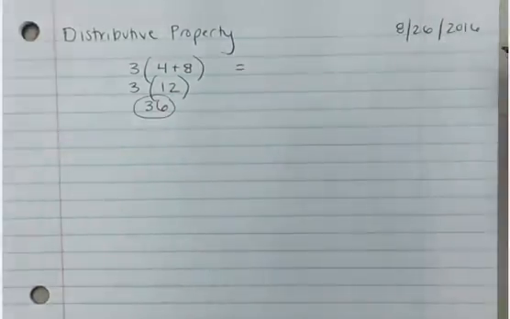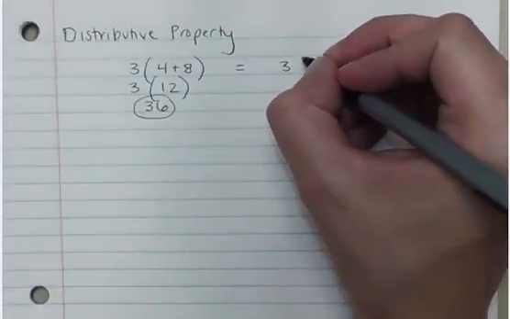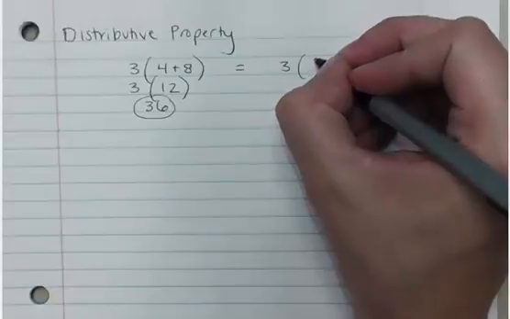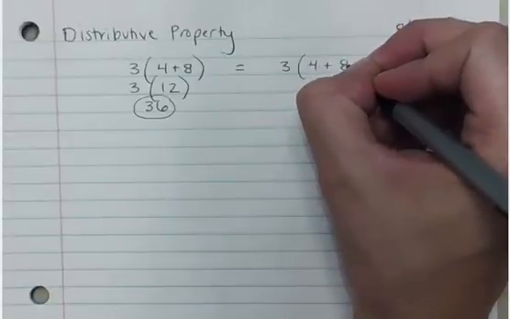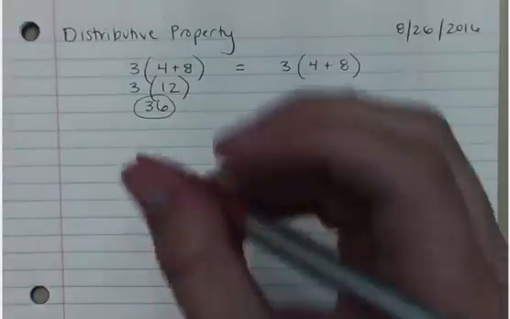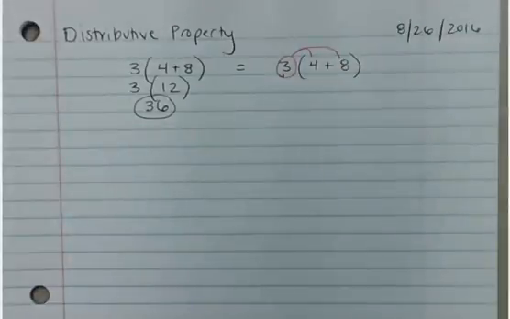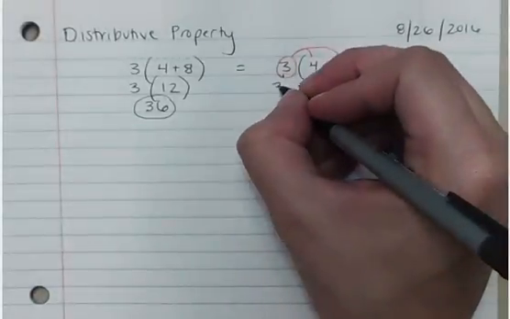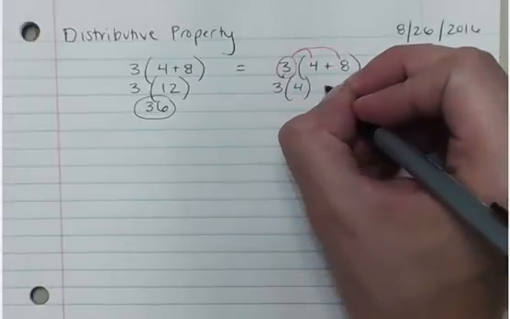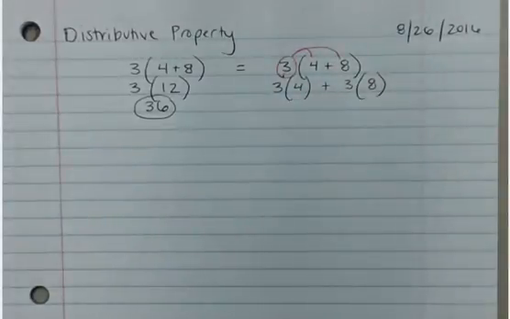Okay, or we can use distributive property and get the same exact thing. So if I have the original problem, 3 parentheses 4 plus 8, I can distribute that 3 towards everything in the parentheses. So I end up having 3 times 4 plus 3 times 8.